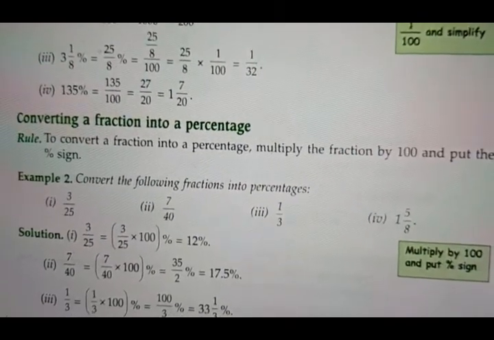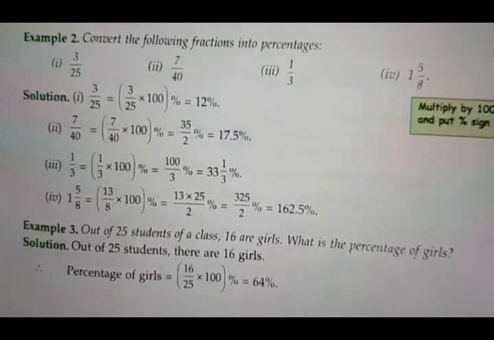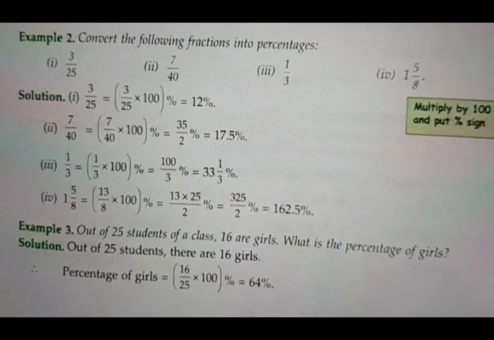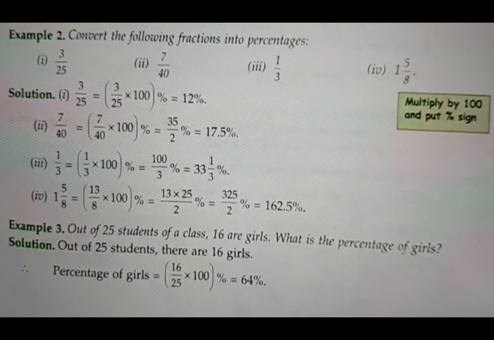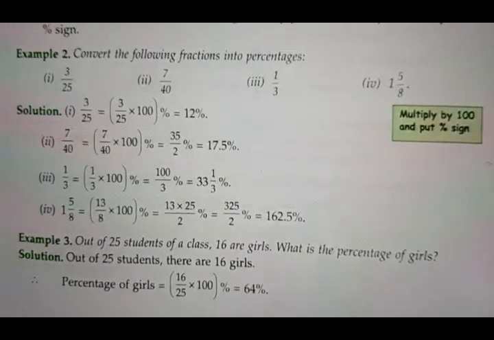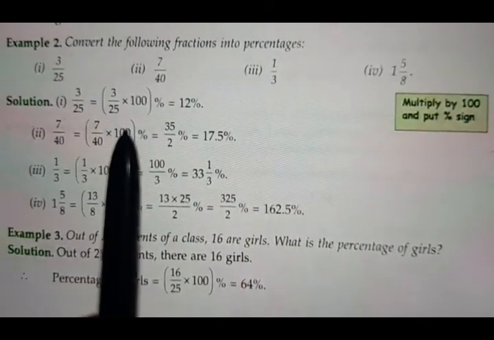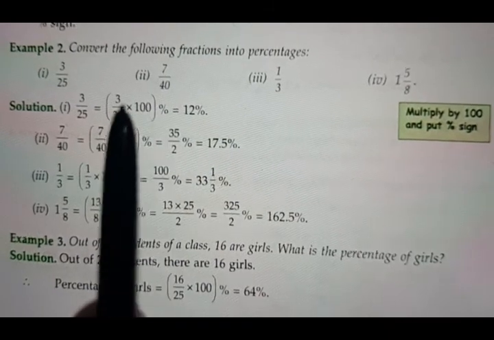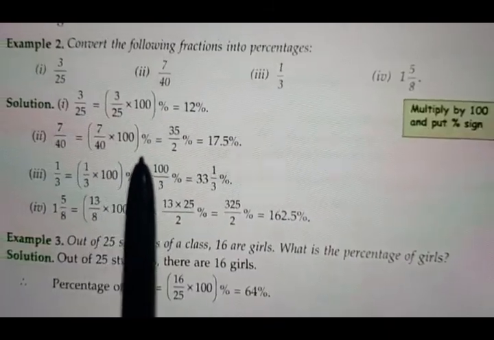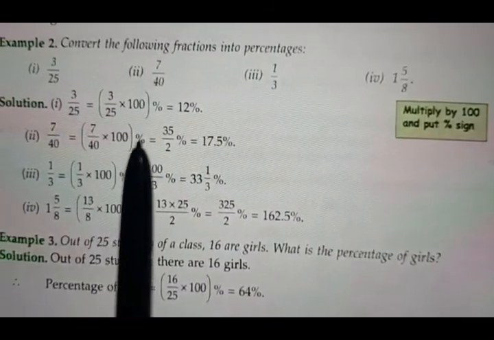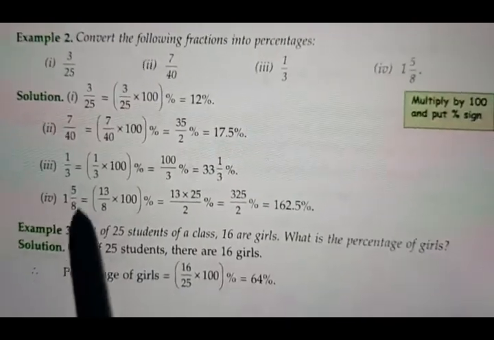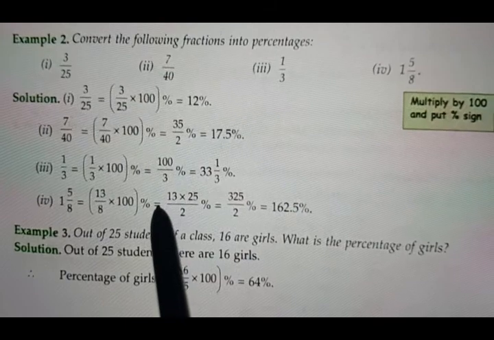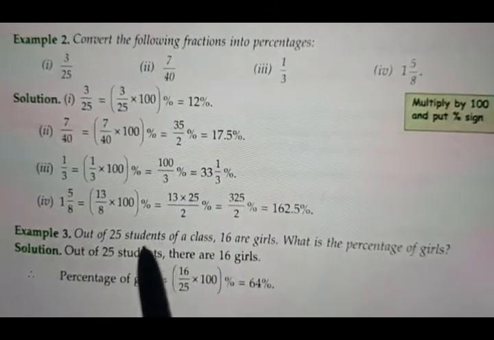Now converting a fraction into percent. For example, if I have the fraction 3 upon 25, I'll multiply by 100. When a fraction is there and you have to convert it into percentage, you multiply by 100. So 3 upon 25 into 100: 4 twenty-fives are 100, 4 threes are 12. So it is 12%. 1 upon 3 into 100 means 100 upon 3, which is 33 whole 1 upon 3%.